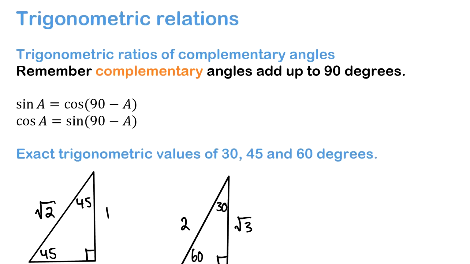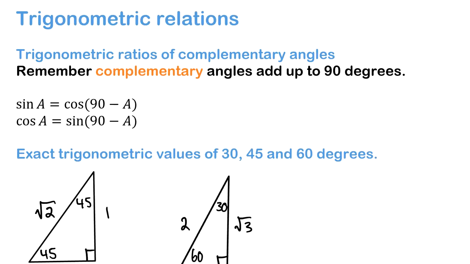In this video, we're looking at our trigonometric relations. So the first thing we're going to look at is our trigonometric ratios of complementary angles. Remember, complementary angles are just angles that when added together add up to 90 degrees. So sine and cos are complementary angles.